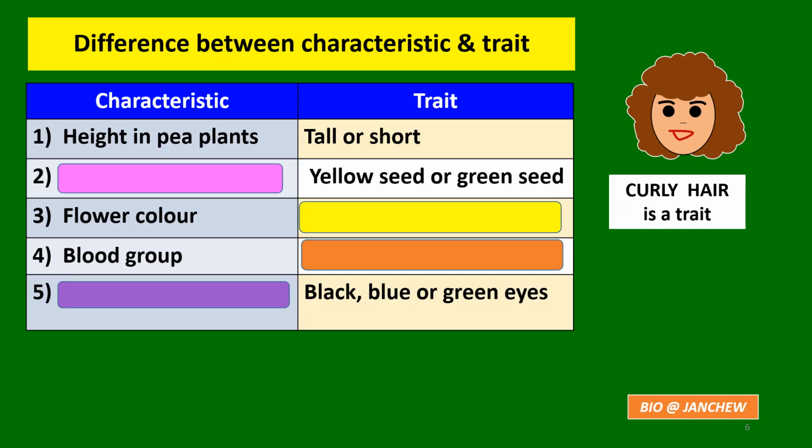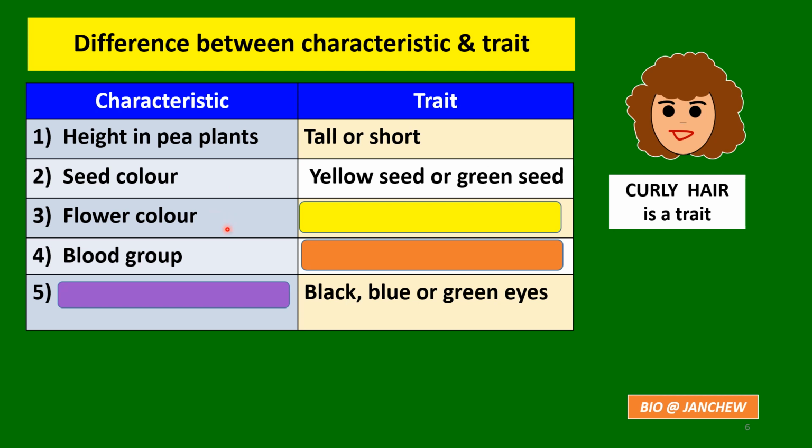Let us do some exercises so that we can differentiate better between characteristic and trait. For the characteristic of height, there are two traits involved. A tall plant or tall stem and short plant or short stem for pea plants, all right? So these are traits. Now, can you tell me, if we describe the plant as having yellow seeds or green seeds, what is the characteristic that's involved? Yes, it's seed color, okay?